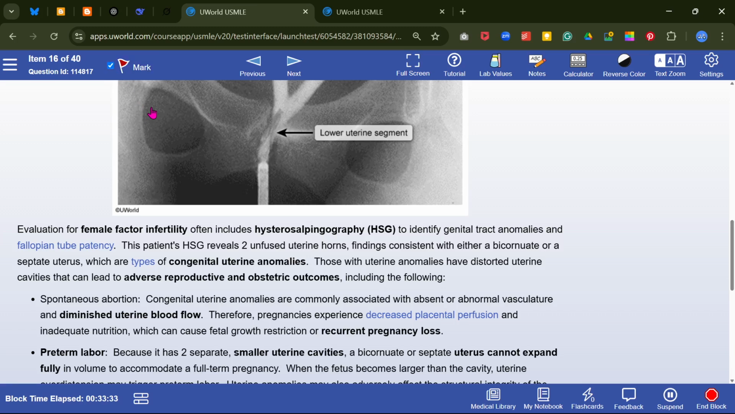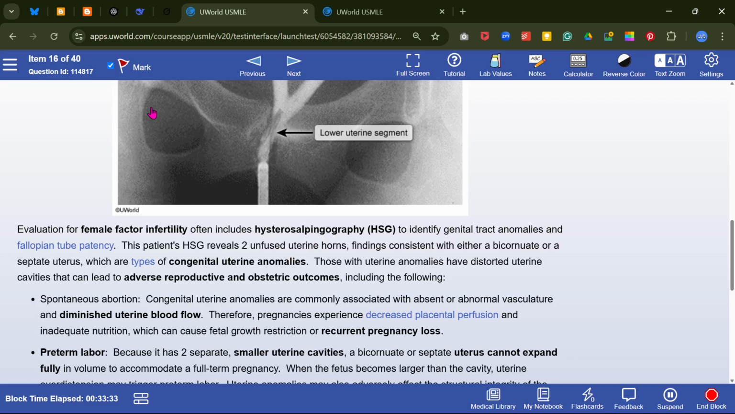Evaluation for female factor infertility often includes hysterosalpingography to identify genital tract anomalies and fallopian tube patency. This patient's hysterosalpingogram reveals two unfused uterine horns, a finding consistent with either a bicornuate or a septate uterus, which are types of congenital uterine anomalies.